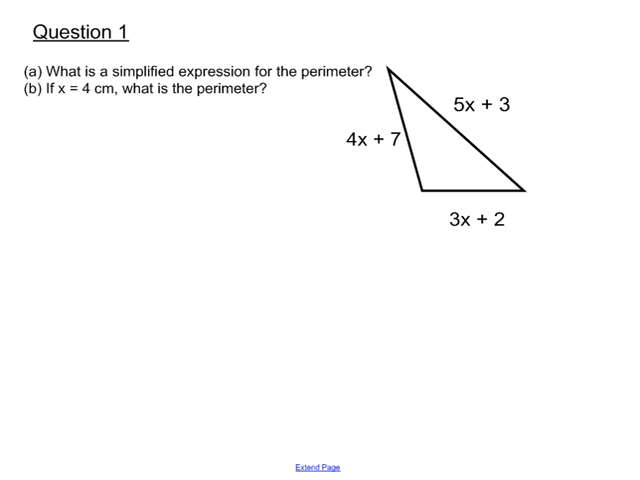So this video is just taking up the answers to the applications of adding and subtracting polynomials, just in case you had trouble with them and you need some further explanation. So question 1 asks you to come up with a simplified expression for perimeter. Recall that perimeter of a triangle is just add up all the sides.